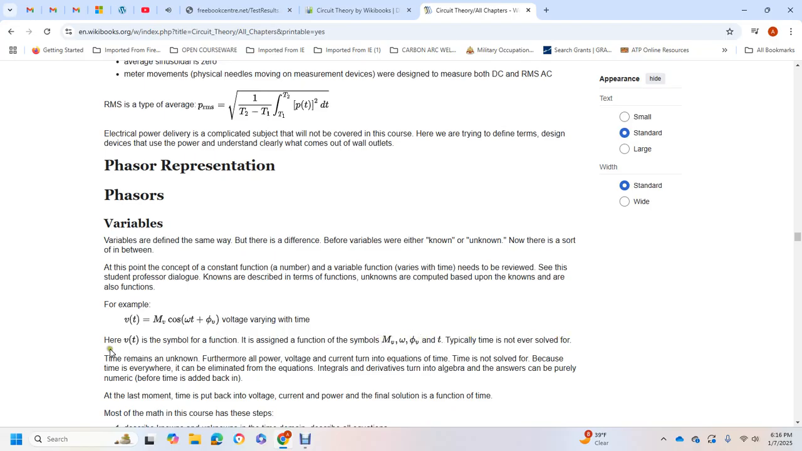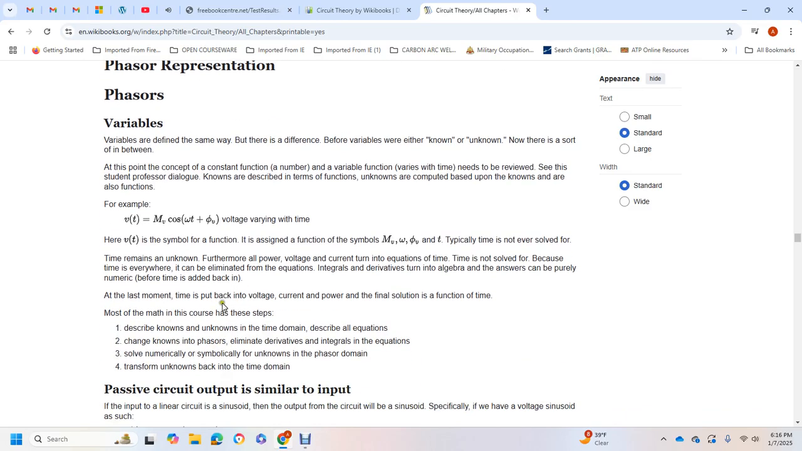The typical time is not ever solved for. Time remains unknown. Furthermore, all of the power, voltage, and current equations include time, and time is not solved because time is everywhere. But the equation is eliminated of the integral and derivative into an algebra answer, comparatively numeric, before time is added back in at last. At the back end of the voltage, current, and power, the final solution is a function of time.